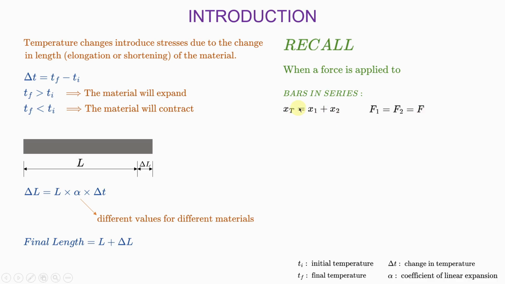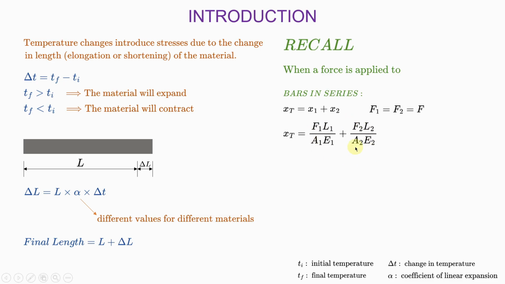And so from this equation, we can write this like that. You will remember that x, the elongation or the shortening, is equal to FL over AE. Okay, it is an elongation when the force applied is a tensile force, and x is a shortening when the force applied is a compressive force. Okay, but the equation is the same. So in this case, xt will be equal to F1L1 over A1E1 plus F2L2 over A2E2.